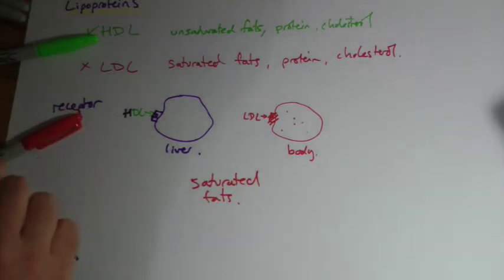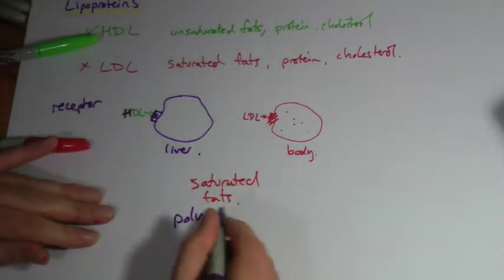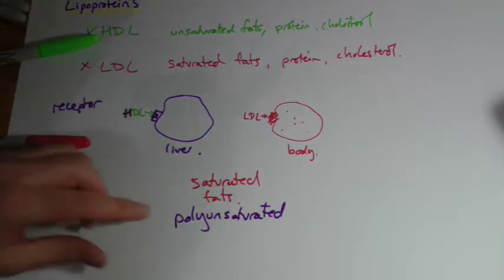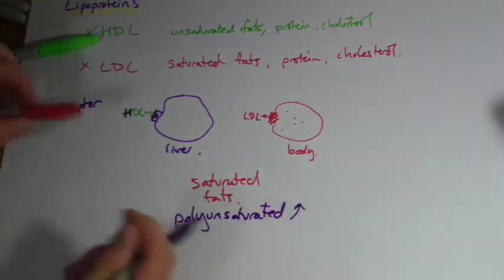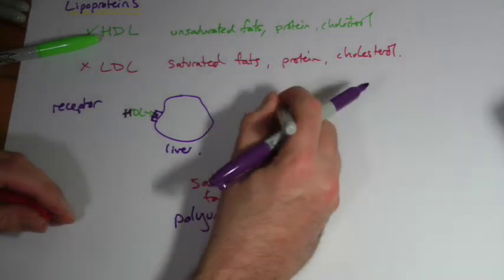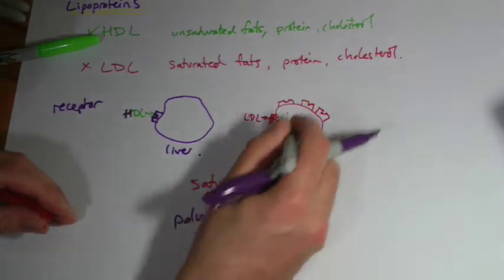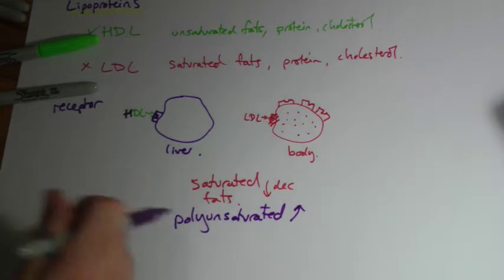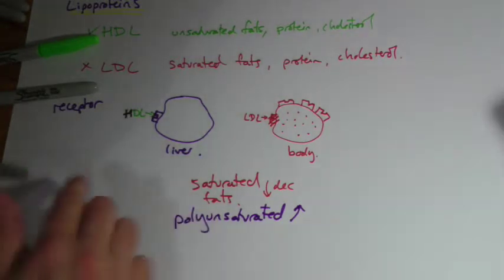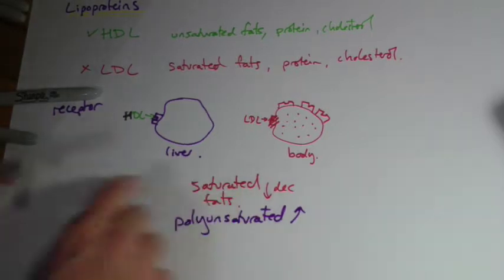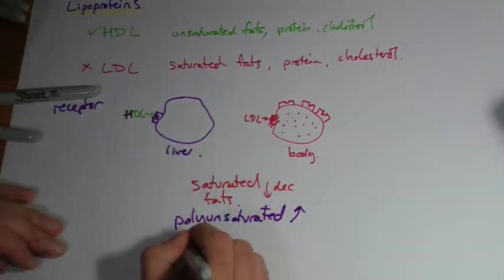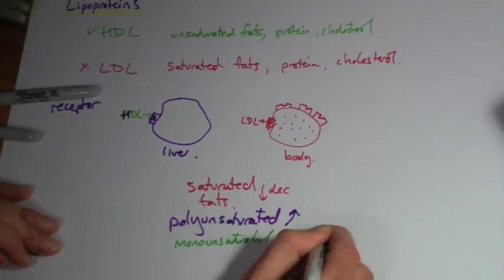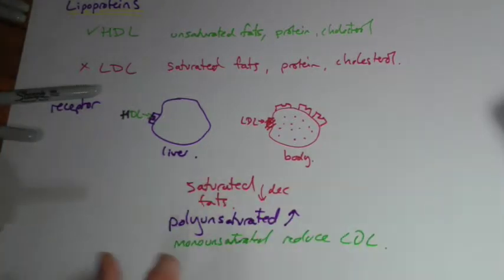Polyunsaturated fats, which are things like you would find in sunflower oil, olive oils and things, I think it's polyunsaturated, they increase the activity of those receptors. So you get more of them on the surface, perhaps, and more of the cholesterol is dumped into a place where it can be used, and it's not a problem. And monounsaturated fats, which would be a saturated fat with just one double bond, if you like, also seem to have a beneficial effect in reducing the levels of LDLs.